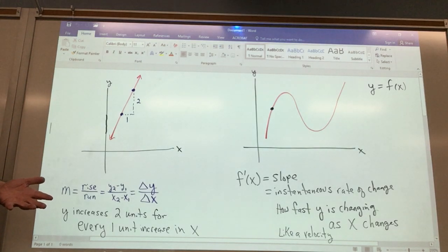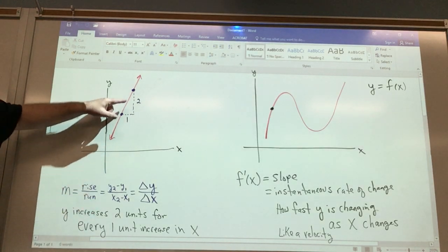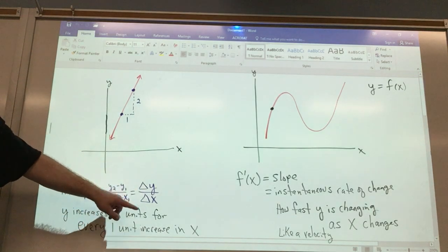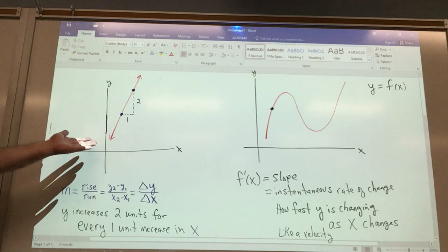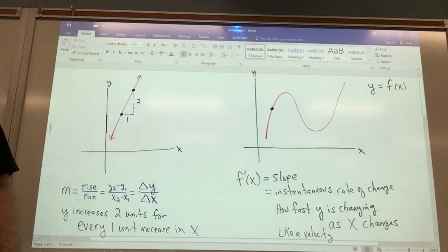Well, I want to talk about slope in a different context, using a different wording, describing it differently. The slope, rise over run, is found by taking the difference in the y coordinates over the difference in the x coordinates for 2 points on the line. So we have change in y over change in x. In this example, the slope is 2. So for every 1 unit increase in x, there's a 2 unit increase in y.